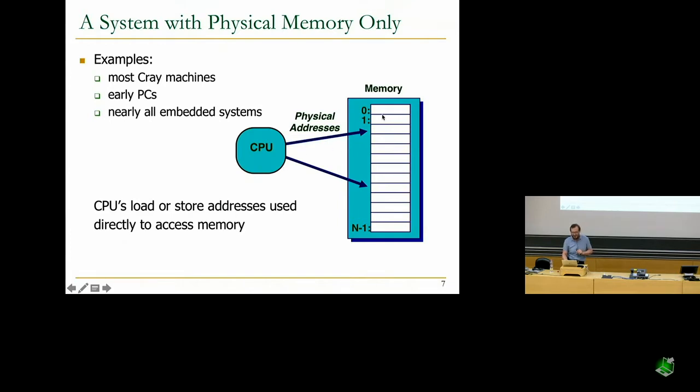Basically, the CPU generates physical addresses and you directly access memory. That's not true. It used to be true. Well, in some systems, it's true, actually. In most embedded systems, it's true because you need to have some predictable performance, but there are other reasons why it's not true. Even they are moving to virtual memory as they employ more multi-core or multi-process systems.